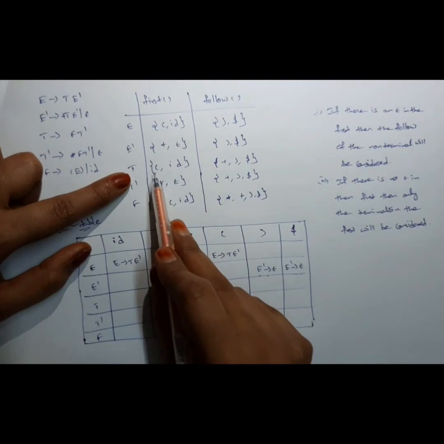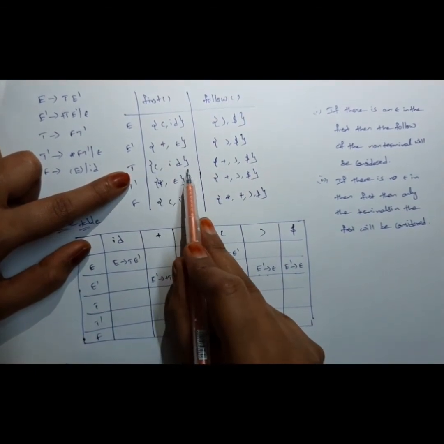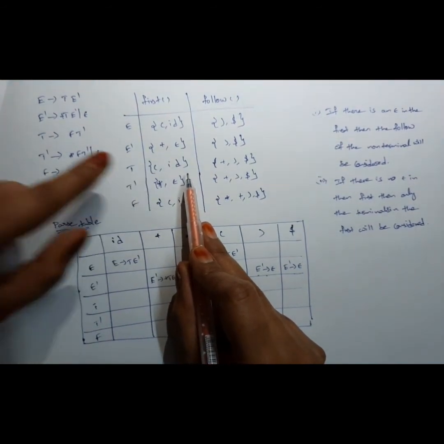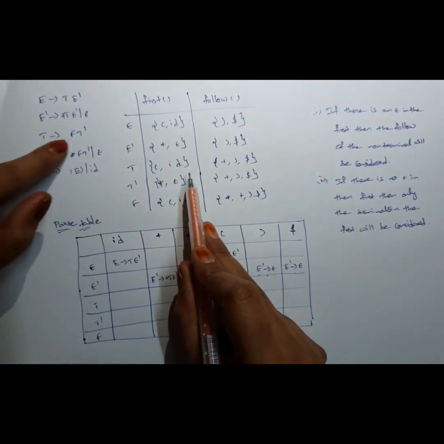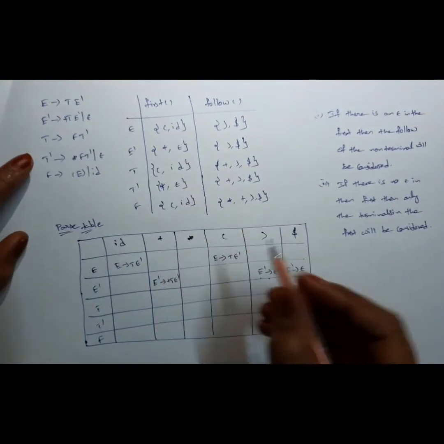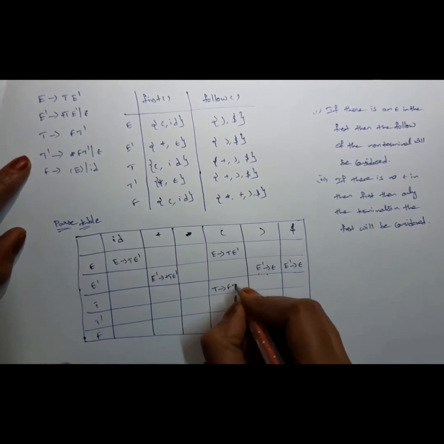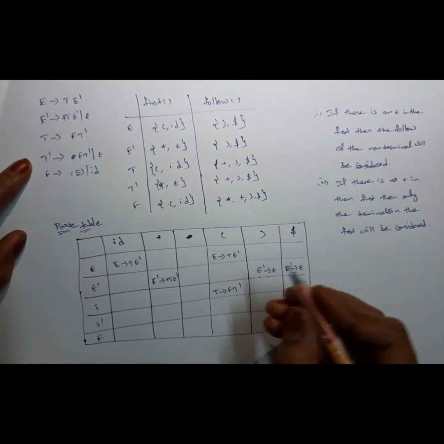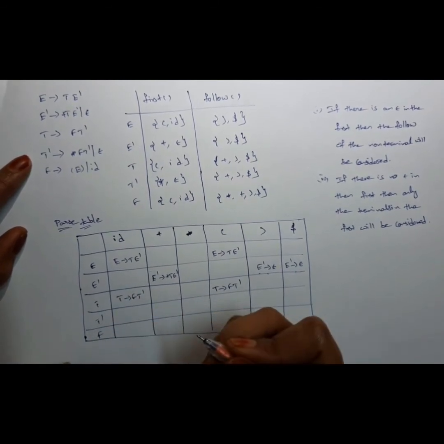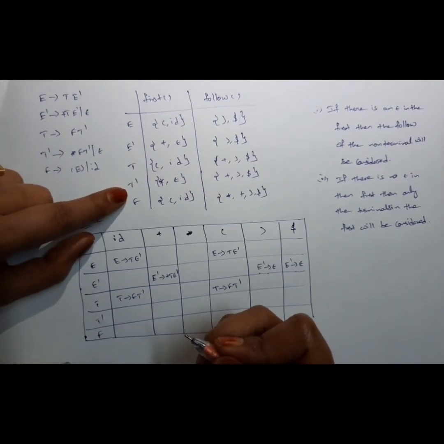In the first of T we are having an open brace and ID. Here there is no confusion, so I am directly placing this T production in the open brace and ID. T derives F T dash in open brace and ID. Now coming to T dash.